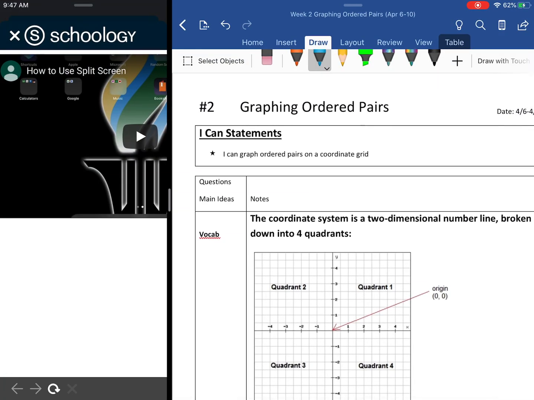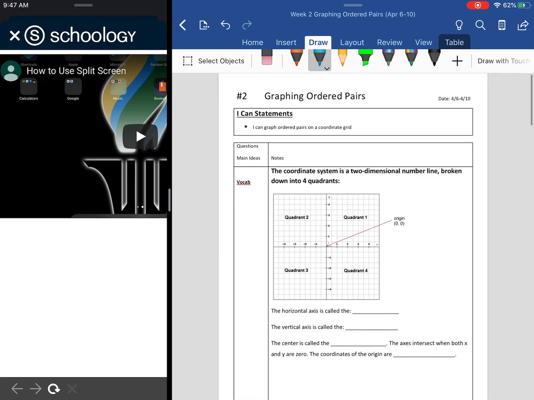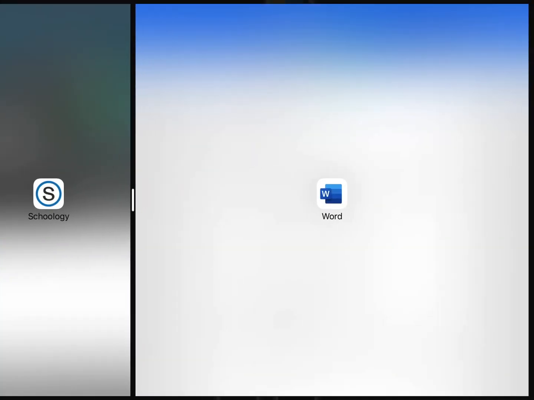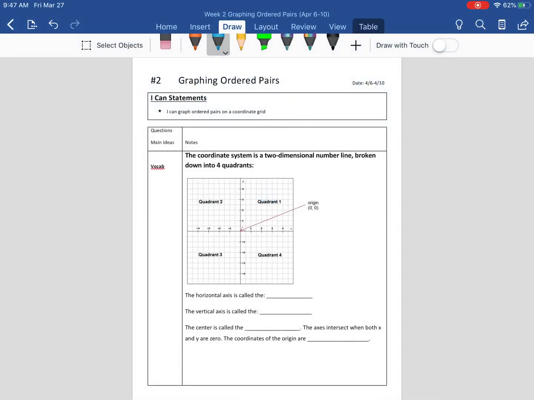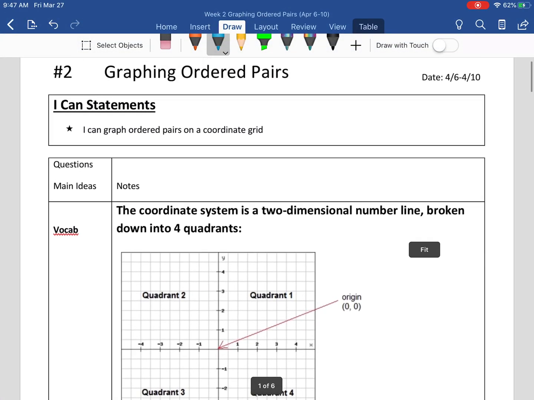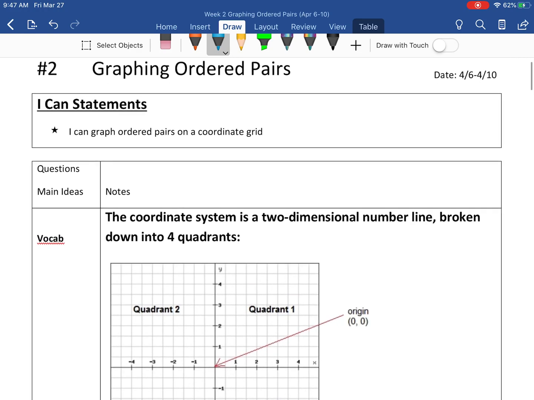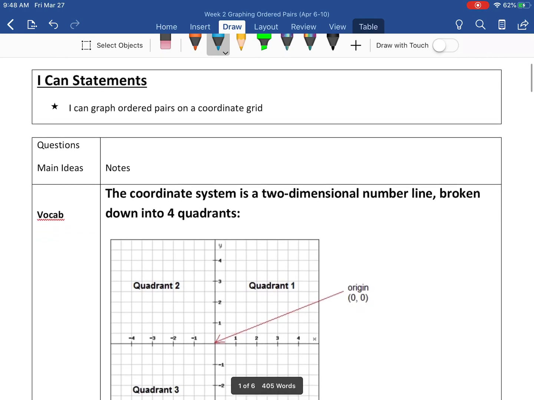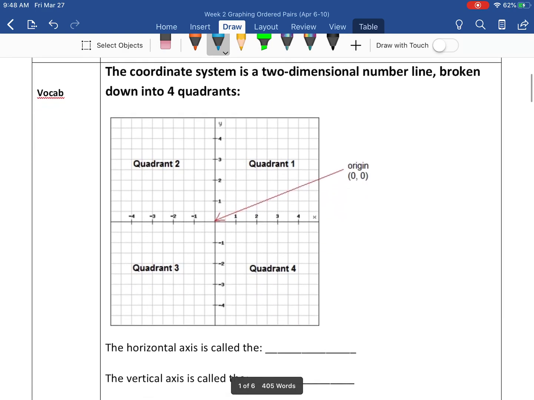You should be watching the video, so listening to my voice as you are taking the notes. Feel free to pause, stop and start the video if you need more time to write something. Anytime you have a question, it'd be a really good idea to jot it in the margins. I'm not going to have split screen just because it's easier to see. And if you have any questions about that, you're going to be doing this every single week, so make sure if you have any questions that you let me know. All right. So let's get going with our graphing ordered pairs.